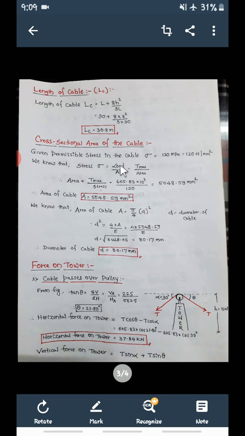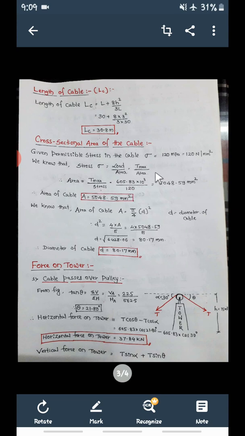Load means force. What is the maximum force? T max. This load is nothing but force, and the maximum force is T max. You should not take T minimum here. You have to take the maximum load, that is T max divided by the area of the cable. So the area is equal to T max divided by stress. Okay, area is equal to T max divided by stress.